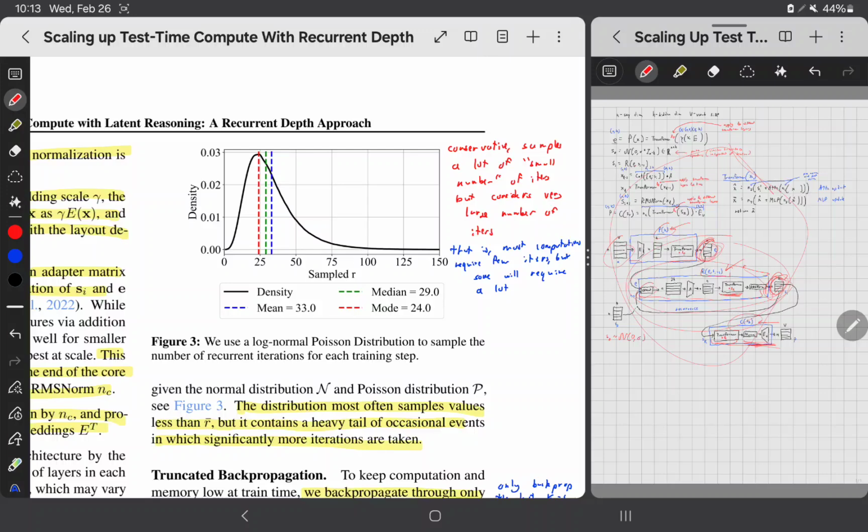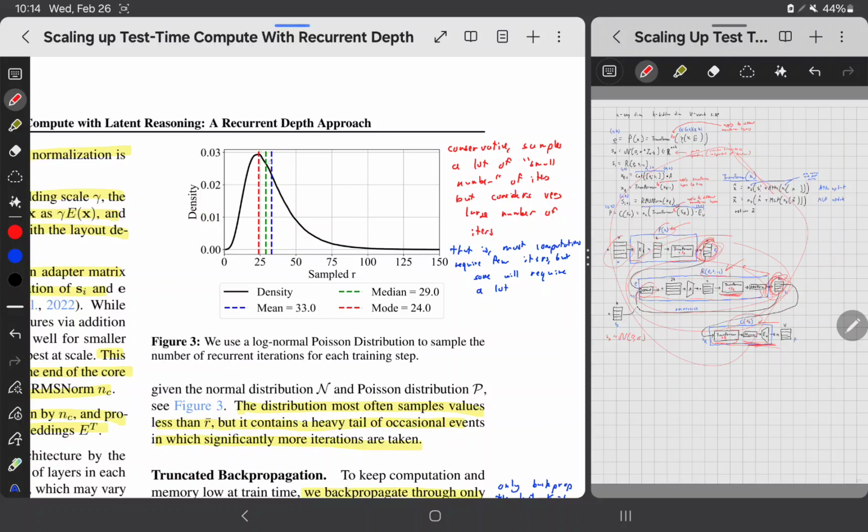I don't think they mathematically derived, oh, we need this exact prior for what we sample, but it's nice. The distribution is intuitively nice for what you would expect. So for the number of iterations, R is the number of iterations we're going to be doing for this recurrent module. This is how many times we're going to be sending the embedding back through that recurrent block. And you can see here, this is sampled R, this is density.